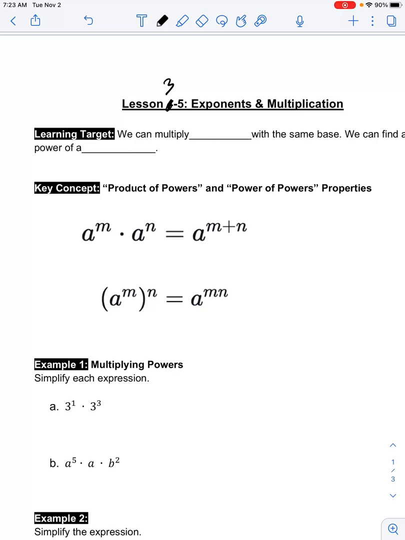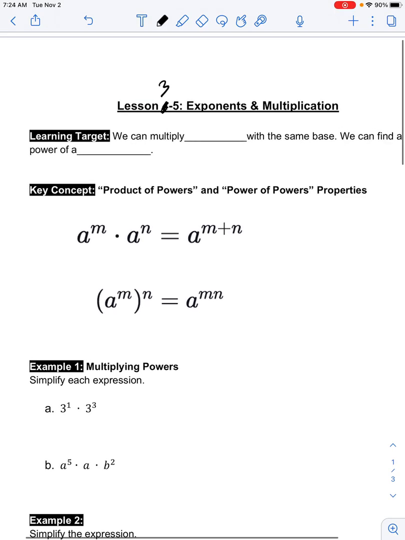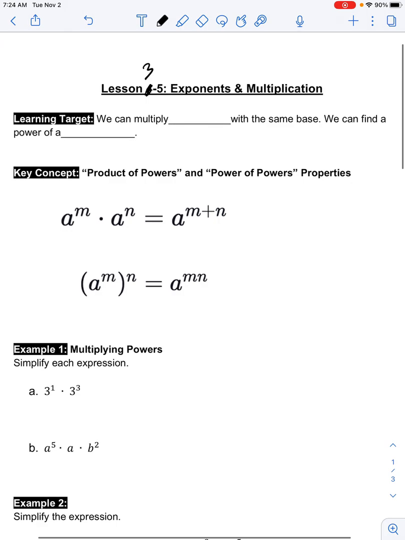All right, continuing our work with exponents. We're going to talk about multiplying exponents with the same base, and we can find the power of a power. So kind of the product of a power rule.